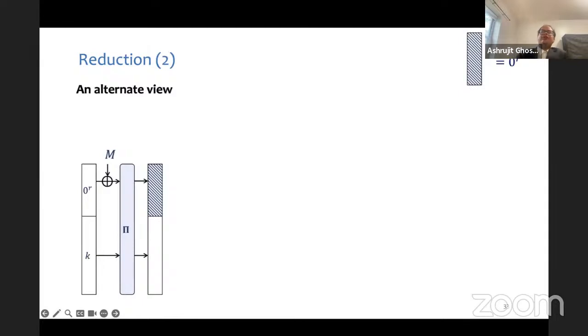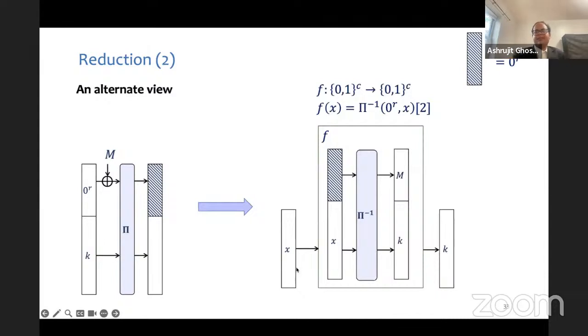So in order for A to solve this harder problem, we will take an alternate view of what A needs to do. Namely, we'll define a function f that has c-bit inputs and outputs. This function f, on input x, computes pi inverse of r zeros concatenated before x and outputs the last c bits. I'd like to note at this point that the function f is independent of K. We switched to solving this harder problem because we want f to have this property, and this is the property that would help us use Hellman's time-space trade-off adversary.